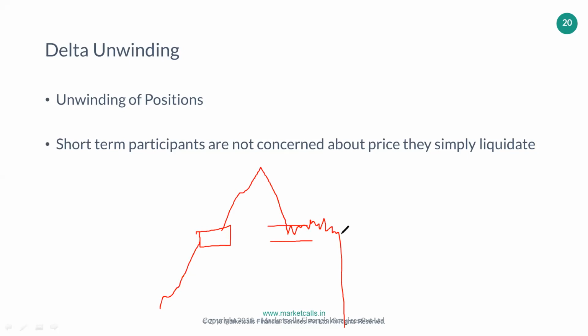So they are going to unwind if there is no serious buying about to happen, and there is no absorption going to happen. Unwinding is the final end result of this game. The short-term participants are not concerned about the price, they just simply liquidate. So the participants who positioned themselves, if they are not concerned over here, they just simply liquidate.